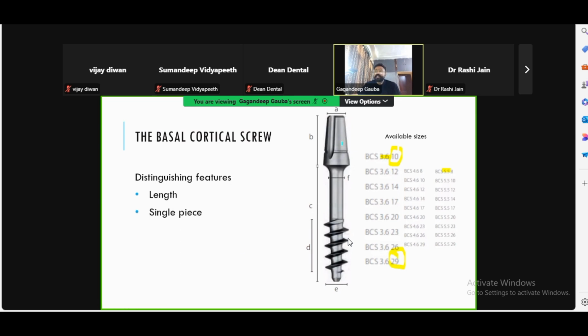The second distinguishing feature is that it's a single piece design. There are no prosthetic connections. The implant is totally made from one piece of titanium. And another is the smooth surface. The implant is of smooth surface design. There is no polish, there is no surface treatment done in the basal implant. And the threads are only at the apex. That is why these are partially threaded designs. The threads of the implants are only at the apex. Why so? We will see in the following slides.